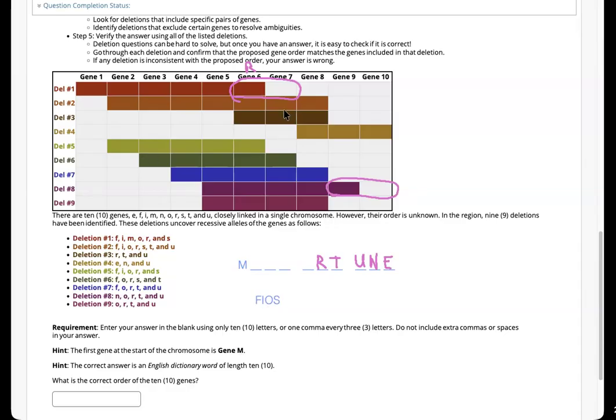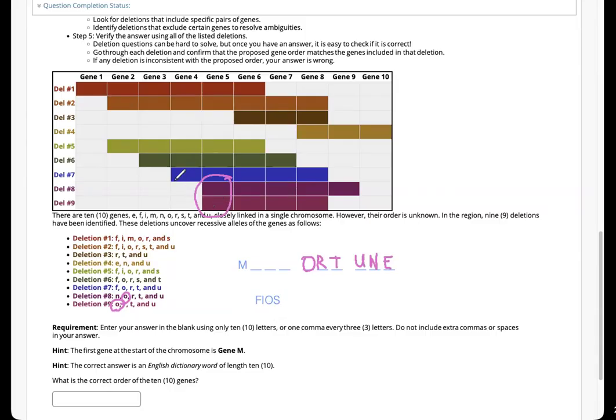Okay. We have spots to fill 2, 3, 4, and 5. We know Fios is there, but we don't really know the order of those. So we could look at either one of these, and whichever one of the four letters is in deletions 8 and 9, that one would be gene 5, and I'm seeing the letter O. So that means that this one's O. So now we have Orchin.